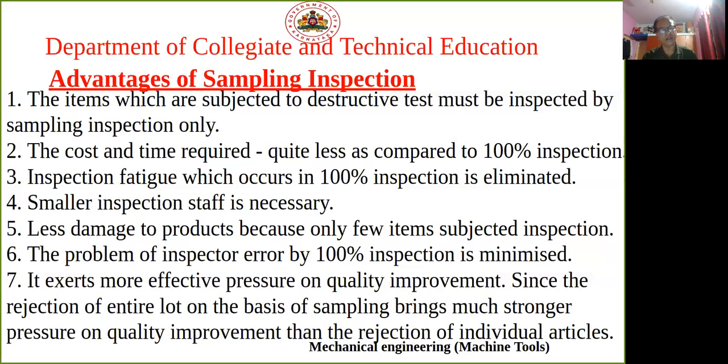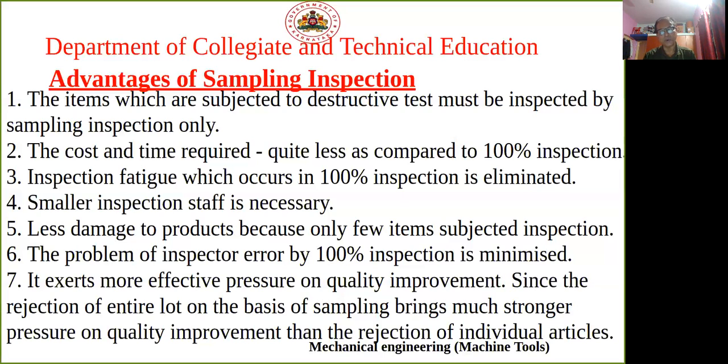The sixth advantage of acceptance sampling is that the problem of inspector error in 100% inspection is minimized. Sometimes in 100% inspection, the inspector will make some errors. But here, there is no question of making errors in the case of acceptance sampling inspection. So that is the sixth advantage of acceptance sampling inspection.